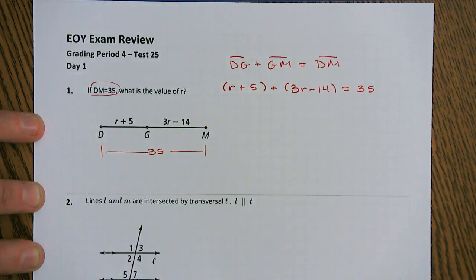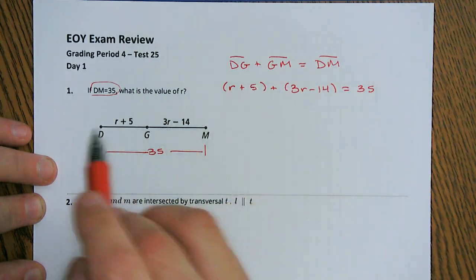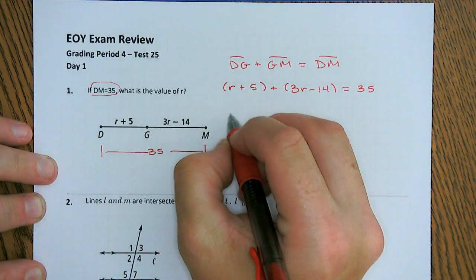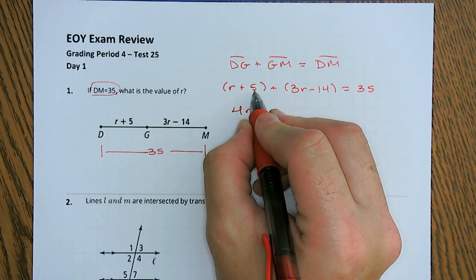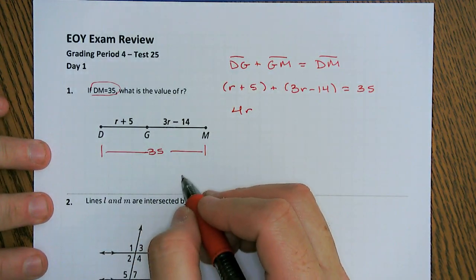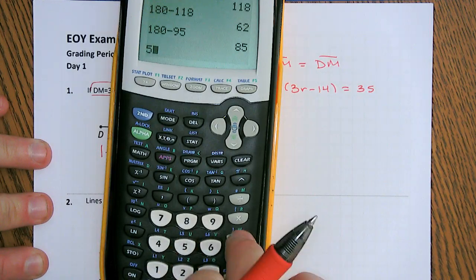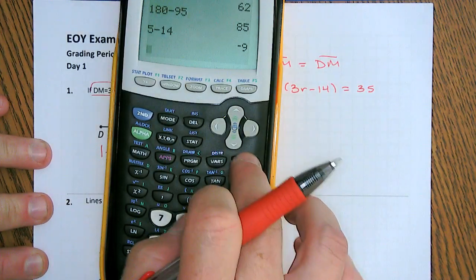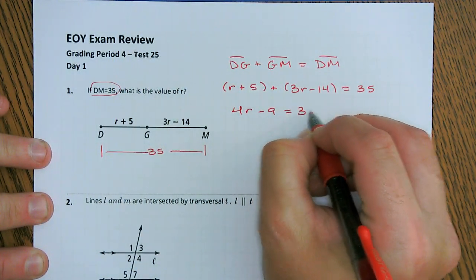So now this is a pretty basic little algebra problem. We're going to combine our like terms and then solve this for R. So we've got an R here plus 3 more R's. That's 4 R's combined. We have a plus 5 minus 14. 5 minus 14 is just a negative 9. So 4R minus 9 equals 35.